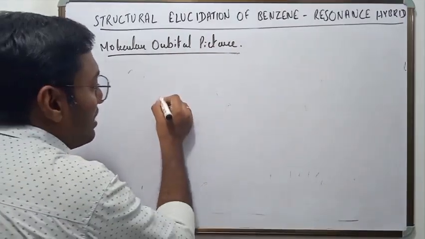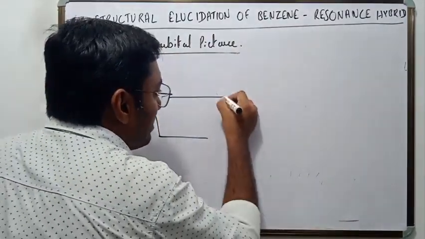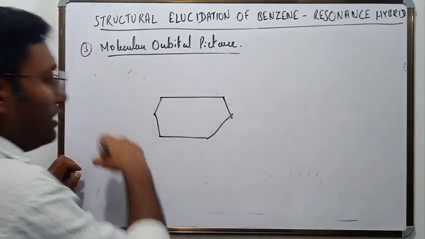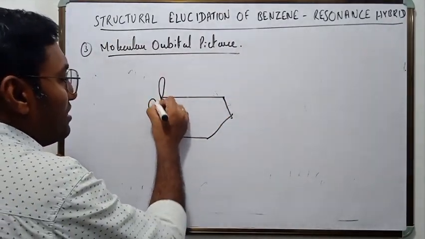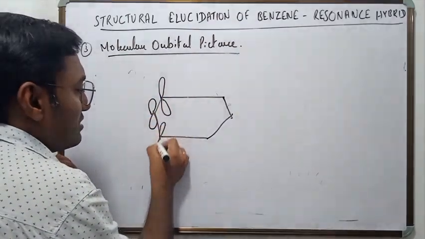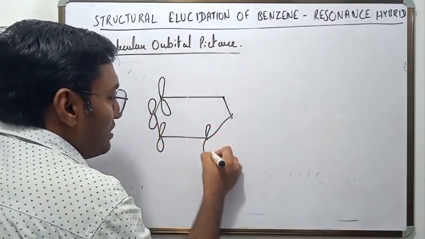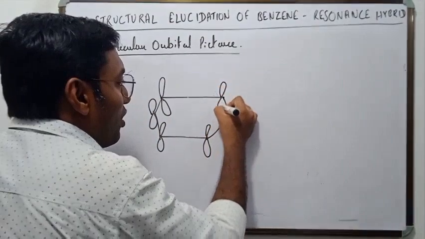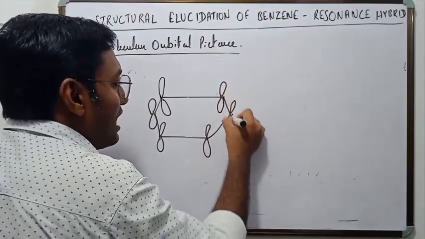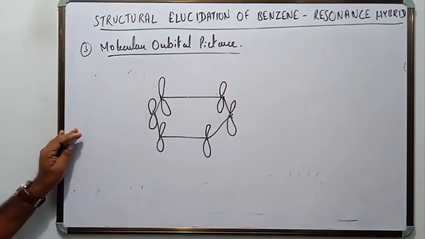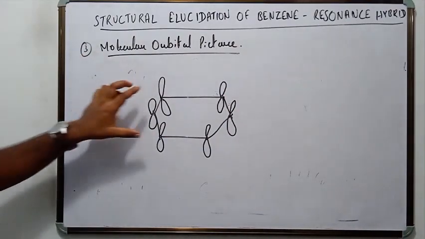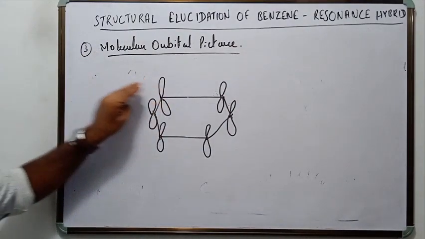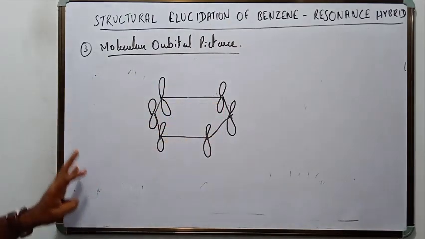Now there is an unhybridized p orbital in all carbon atoms. So this is the scenario for these unhybridized p orbitals. Because they are in one plane, all p orbitals are perpendicular to the plane of the molecule. That is the importance of planarity, because the benzene molecule is a planar structure. All carbon atoms are in one plane.